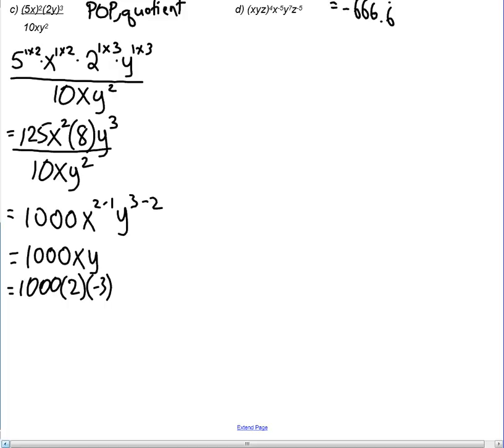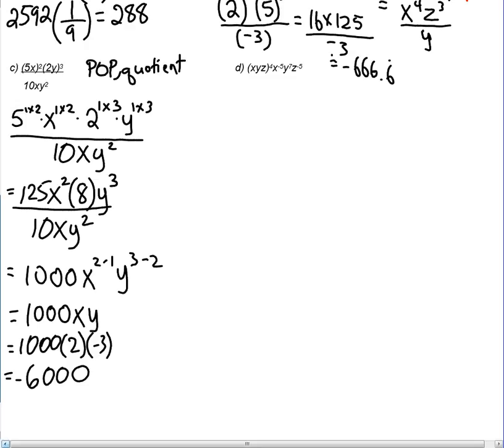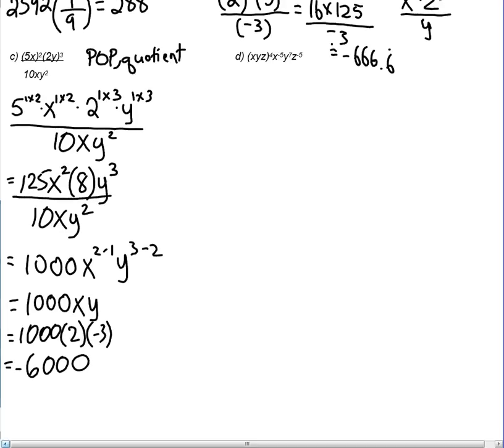So that would give us -6,000. Okay, so again, I think simplifying first before we put the numbers in at least allows us to practice the exponent laws, and in some cases it will actually make it easier. There are fewer numbers to substitute. When we finally get down to this step, we're only putting in 2 numbers, and the operations are relatively straightforward.